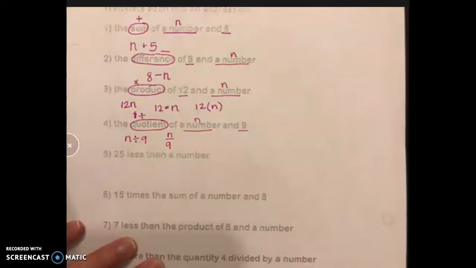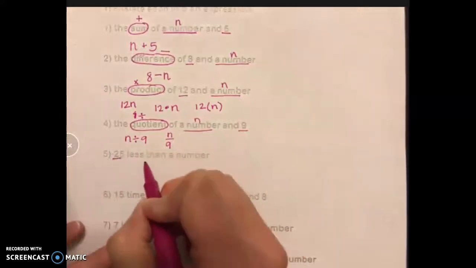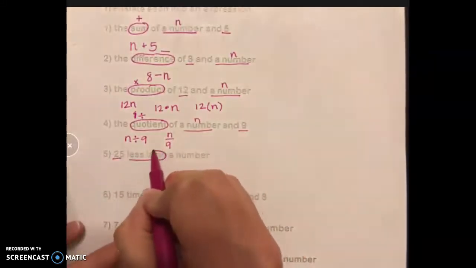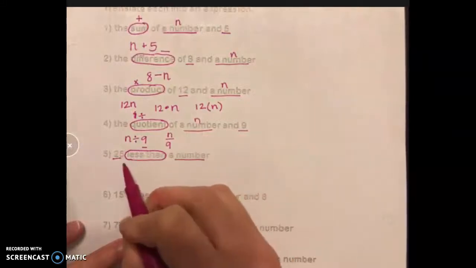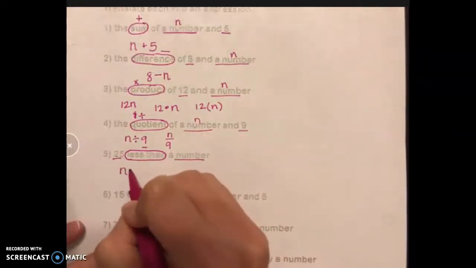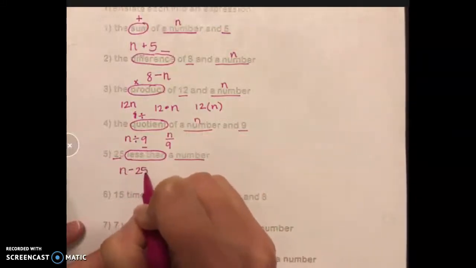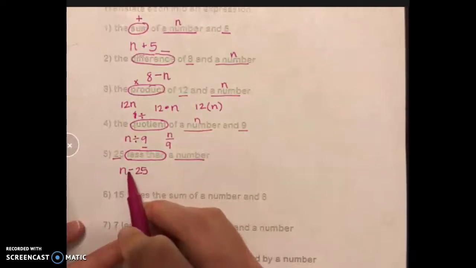All right, number 5. We have 25 less than a number. Okay, so we have 25, and we know that's going to be less than. And guys, what does less than represent? We know we're going to be subtracting a number. So 25 less than a number. So some number, and it's going to be 25 less than that.